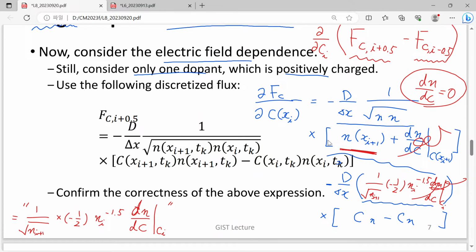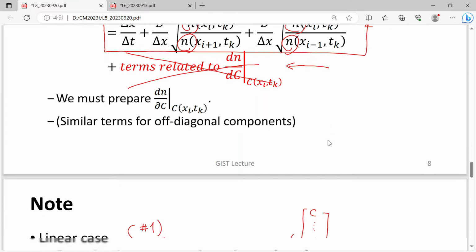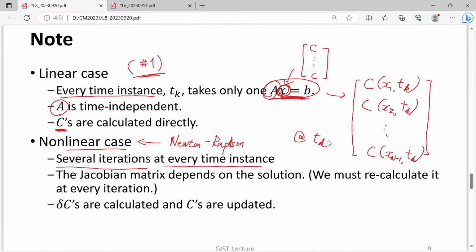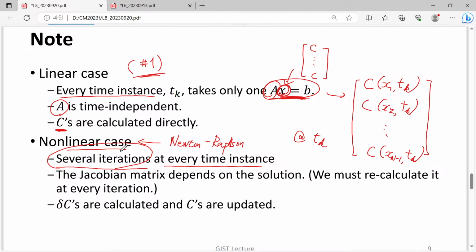So their discretized value is also written in a nonlinear fashion. So we must do several iterations. That is quite bad news. So well, however, this is the reality. We must spend many iterations even at a given point.